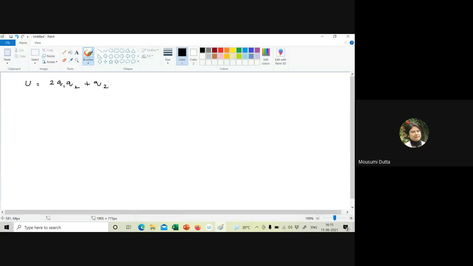Okay. So this is the problem. So let's start with this particular utility function. Please write down the utility function, which is given by U is equal to 2 Q1 Q2 plus Q2.